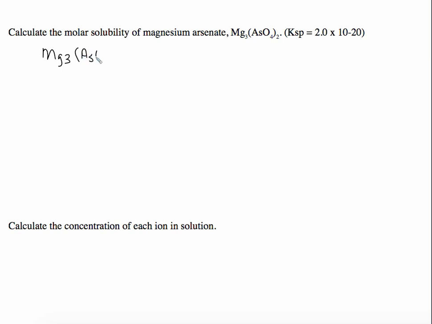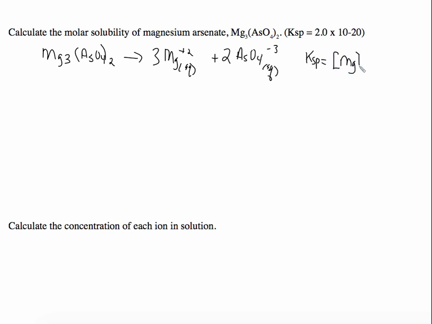All right. So first thing, write the dissolution equation. Mg3(AsO4)2. Okay, that's going to be Mg plus 2 plus AsO4, and that's going to be -3. Okay, now these are aq. Balance our little equation. We've got to have a 3 there and a 2 there.